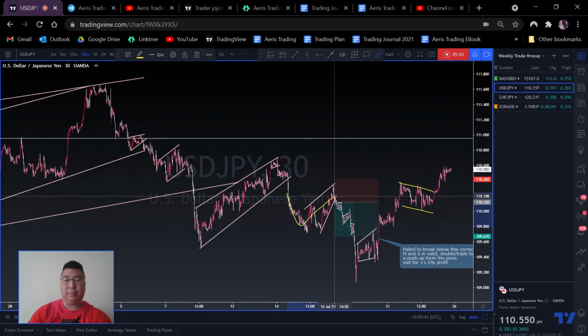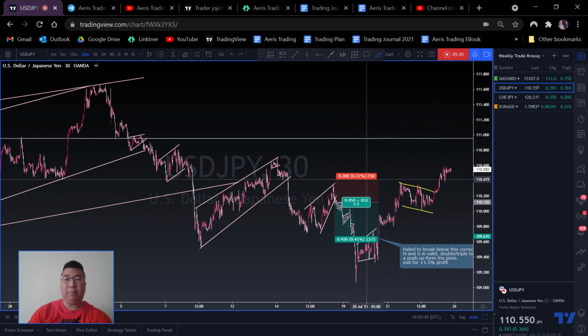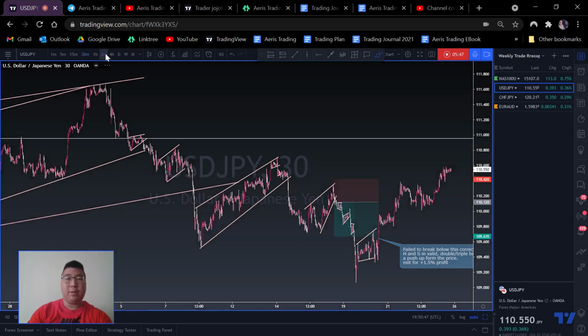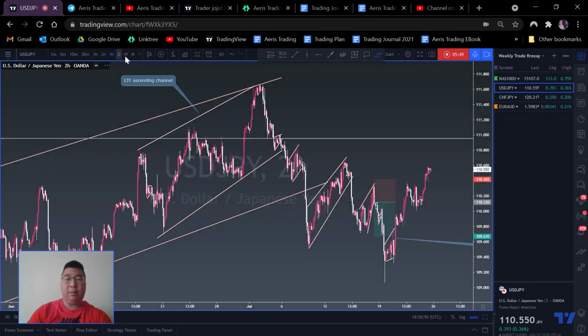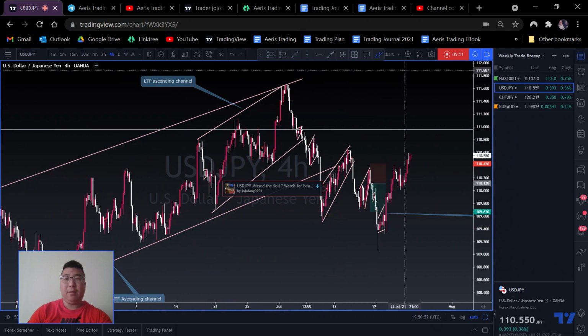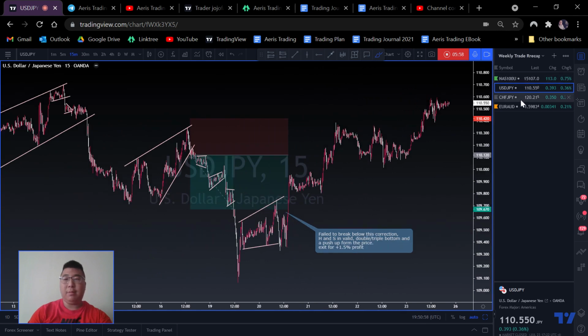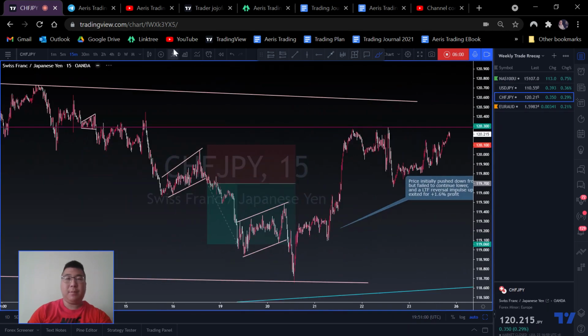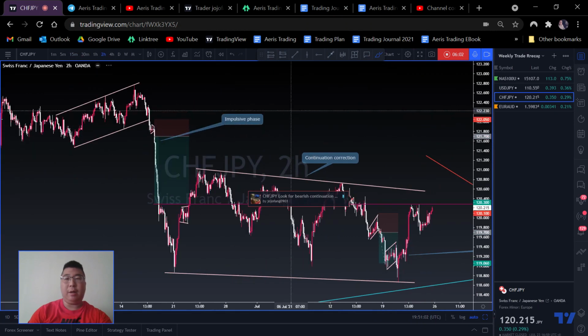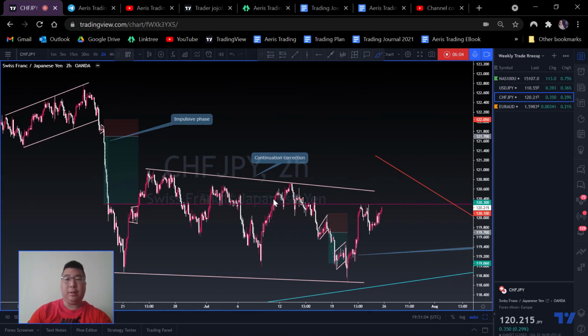It looks like this is going to continue higher, and the original analysis, the original bias, was no longer valid, right? So we have to act accordingly, and we have to manage accordingly as well. So dollar yen was able to get off for about 1.5%. Let's take a look at Swiss yen. So Swiss yen also was a trade that I opened last week and closed this week as well.